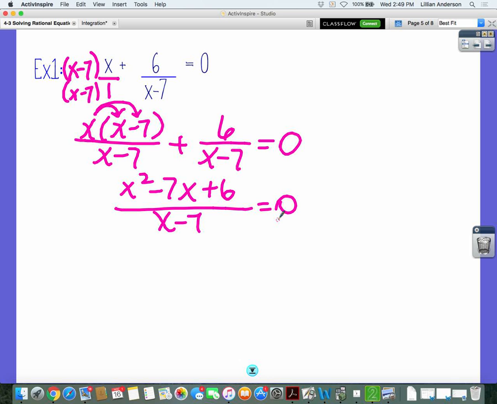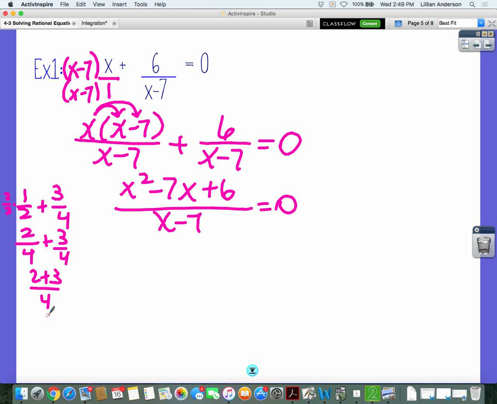Just like a regular old fraction, like if you were adding 1/2 and 3/4, the common denominator would be what? Well, 4. You multiply both of these by 2 to make it a 2 over 4. Same concept.